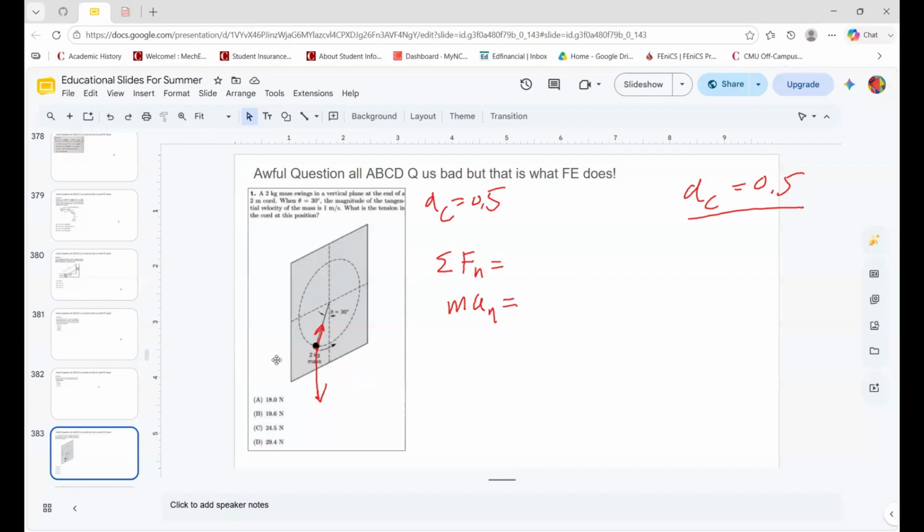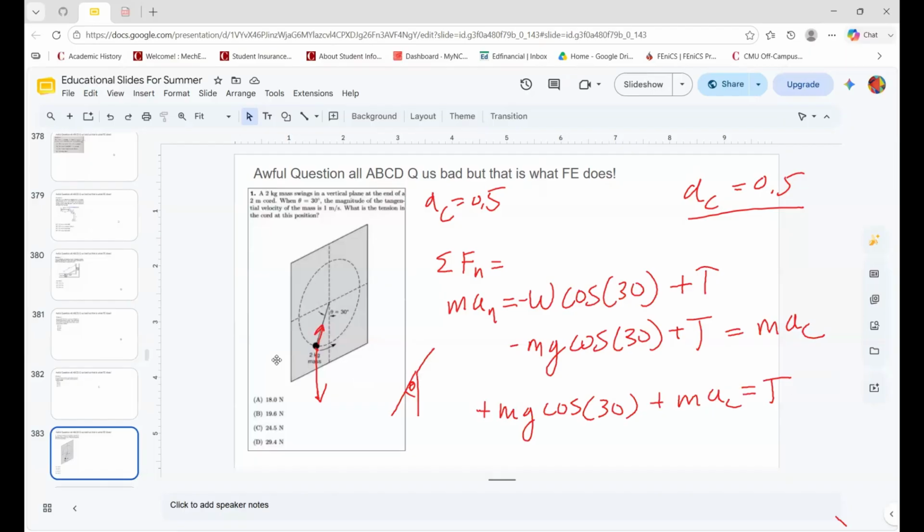Okay. So this is minus mg cosine 30 plus T equal mac. So minus mg cosine 30, so plus mac equal T. All right, we got it. So it's 2 multiplied by 9.8 cosine 30, plus 2 multiplied by 0.5, equal about 17.9, which is about 18. So I'm assuming that is A.